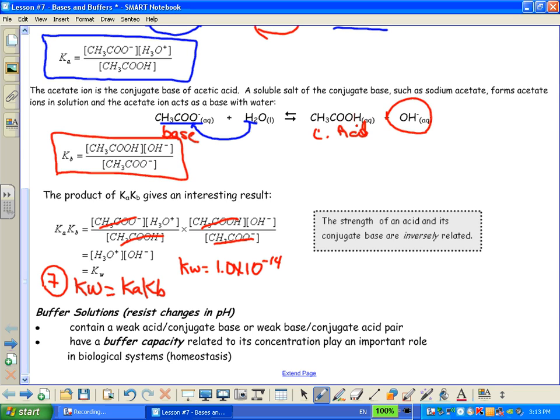Just to point out in the box there, the strength of an acid and its conjugate base are inversely related. So if you have a strong base, its conjugate acid would be a weak acid.